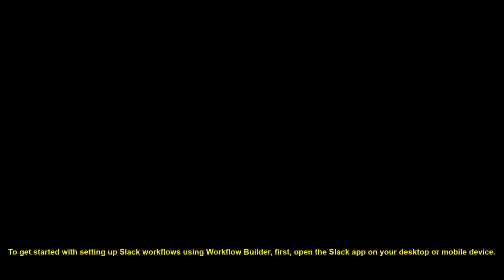clearly. To get started with setting up Slack workflows using Workflow Builder, first, open the Slack app on your desktop or mobile device. Next, navigate to the workspace where you want to create the workflow. Click on the workspace name at the top left corner to reveal the drop-down menu. From this menu, select Tools, then click on Workflow Builder.